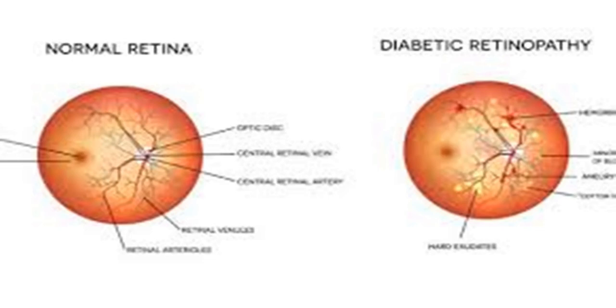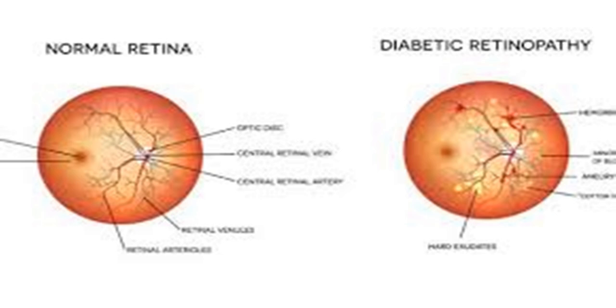Diabetic retinopathy is a complication of diabetes that affects the retina, the light-sensitive tissue at the back of the eye. It occurs when high blood sugar levels cause damage to the blood vessels in the retina, leading to vision problems and, in severe cases, blindness. Diabetic retinopathy is one of the leading causes of vision impairment in adults, particularly among people with uncontrolled or long-term diabetes.